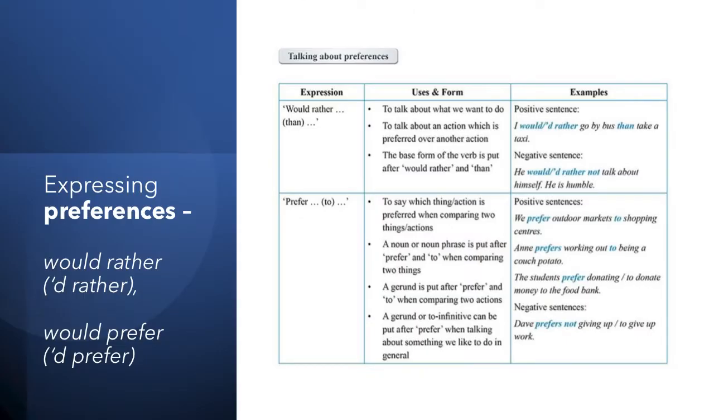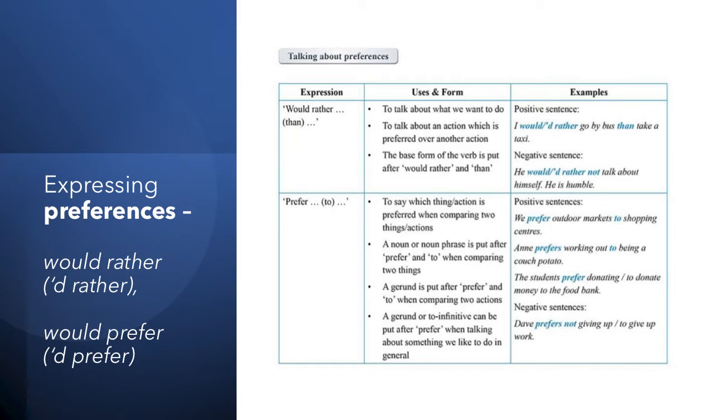Moving on to the third group of modals we are focusing on in this video, the modals used to express preferences. That means whether you would choose one thing over the other. What would you choose when you're given two choices? So we call that preferences. We use would rather or the short form 'd rather, or would prefer, the short form 'd prefer. We use would rather and prefer differently in a sentence.